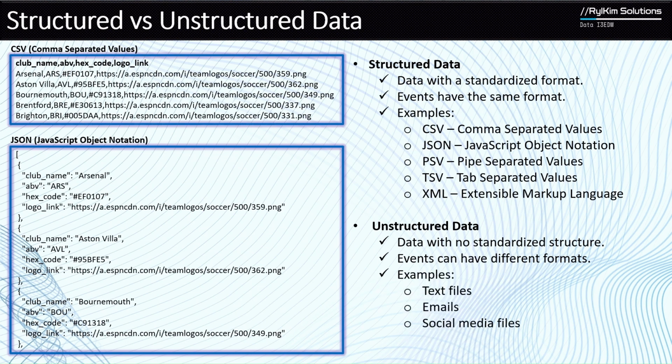So what are some of the examples of unstructured data? You're going to see things like text files, emails, social media files. There's generally no structure to that. So those types of data are referred to as unstructured data.